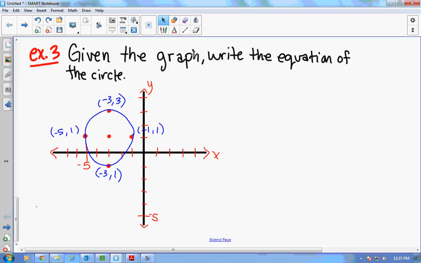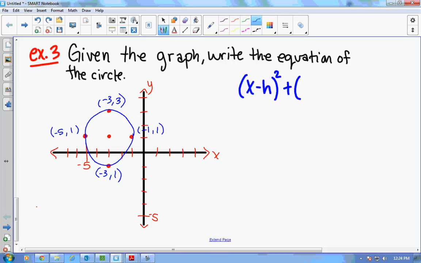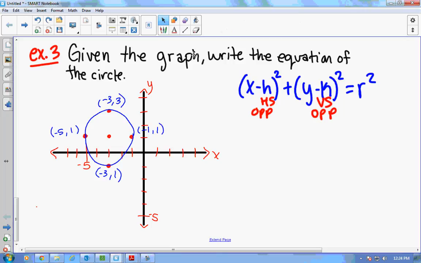Remember, the equation of the circle follows this form. H is a horizontal shift, and we think opposite. K is a vertical shift, and because it's in the parentheses, we think opposite. And R represents the radius, but on the right side it should be R squared. I want you to try to write the equation of the circle, please. You're going to do it first by yourself.